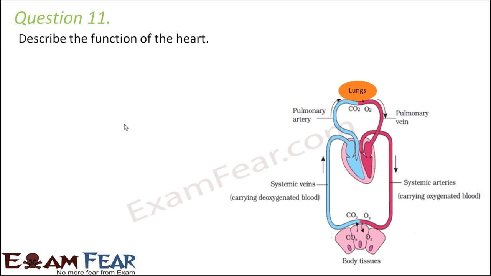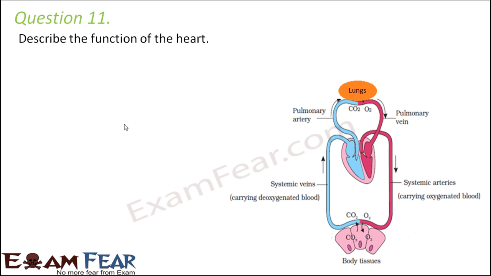Question number 11. Describe the function of the heart. Now, in simple words, heart acts as the pump. It pumps blood to various parts of the body. Now, why do we need blood, or why do our body parts need blood? I think that is needless to explain, because blood carries a lot of important things. For example, food, nutrients, hormones, important gases. It also carries the waste products to be disposed out of the body.